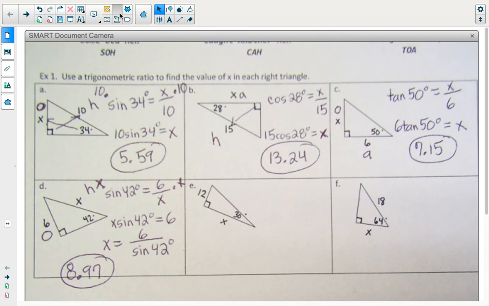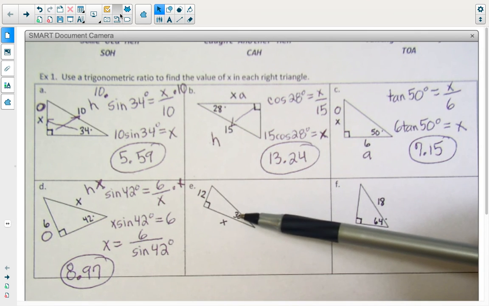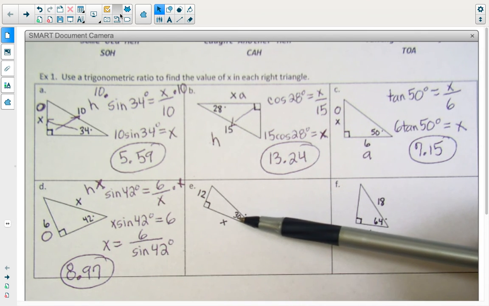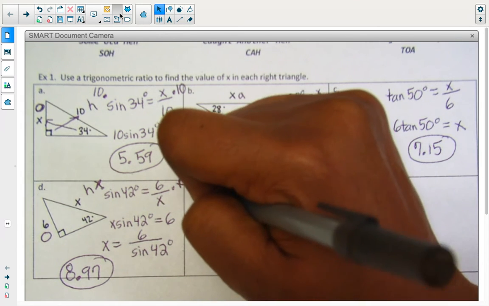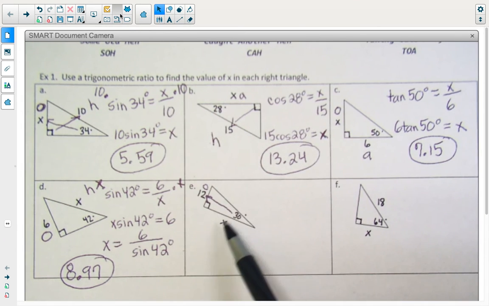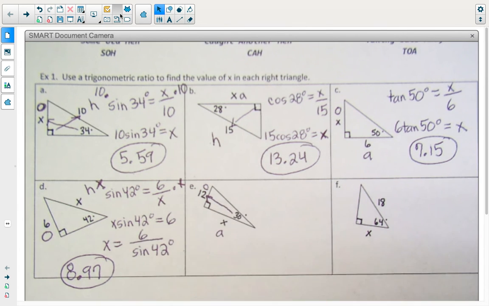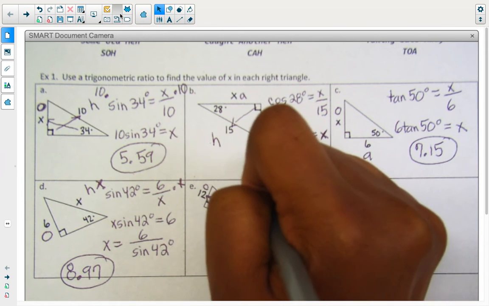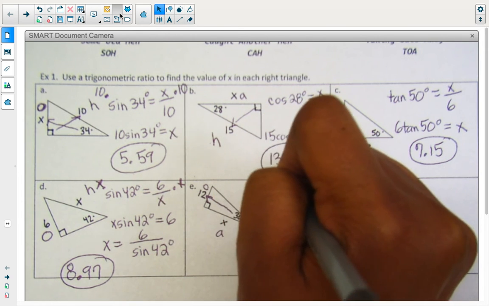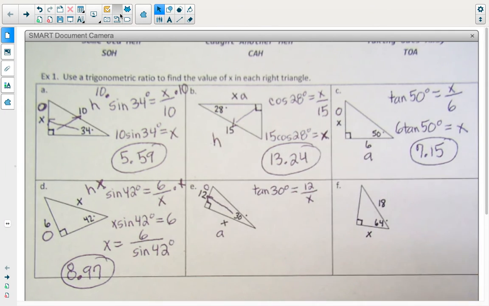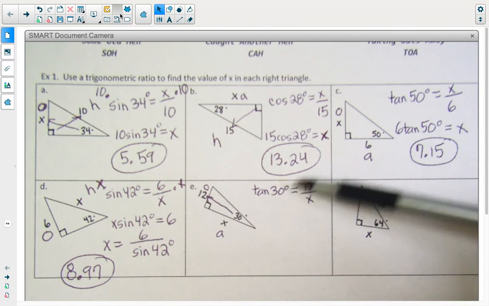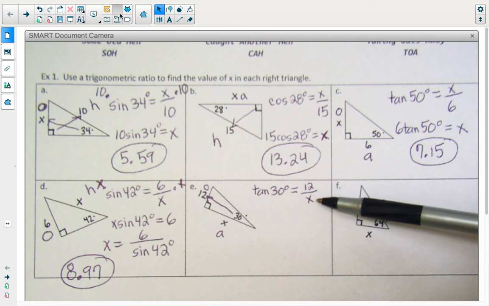E, same thing. Step 1, label the sides of your triangle. So 30 degrees is where I'm starting from. That's always going to be your reference point wherever your angle is. If I go directly across from that, looks like I got the opposite side. And the adjacent side is given. So which one deals with opposite and adjacent? That's tangent. So we have the tangent of 30 degrees is equal to the opposite side over the adjacent side.